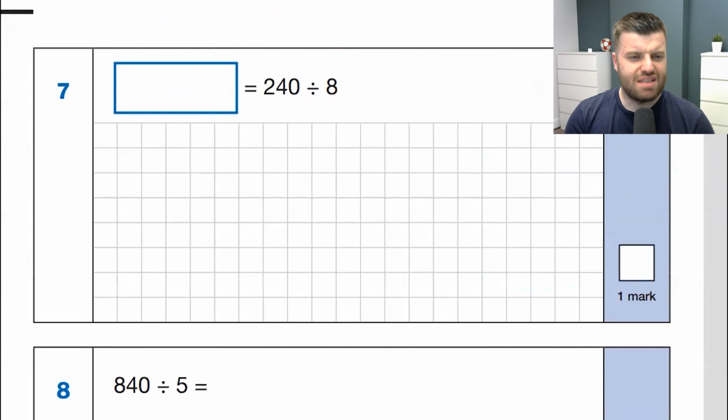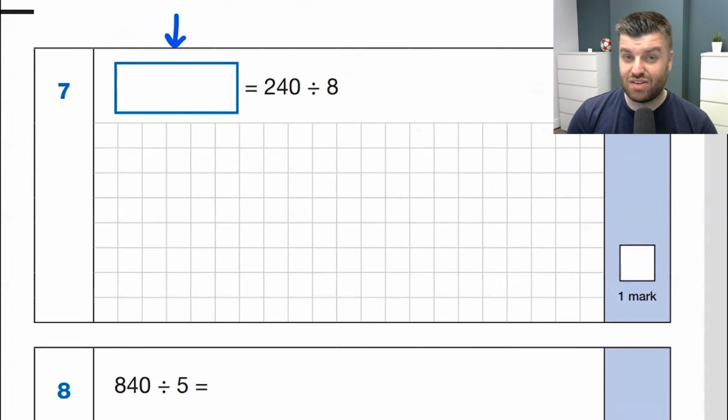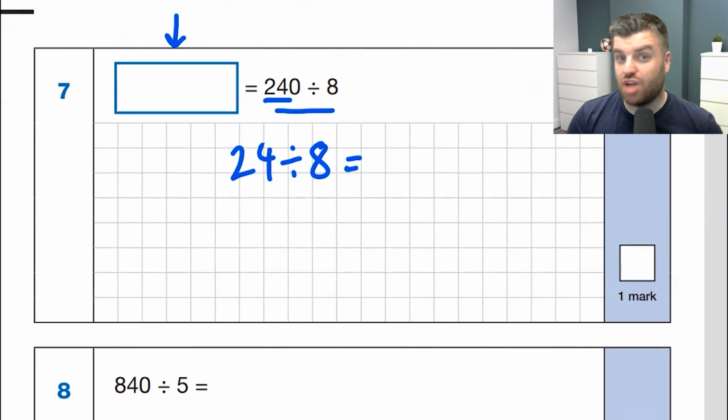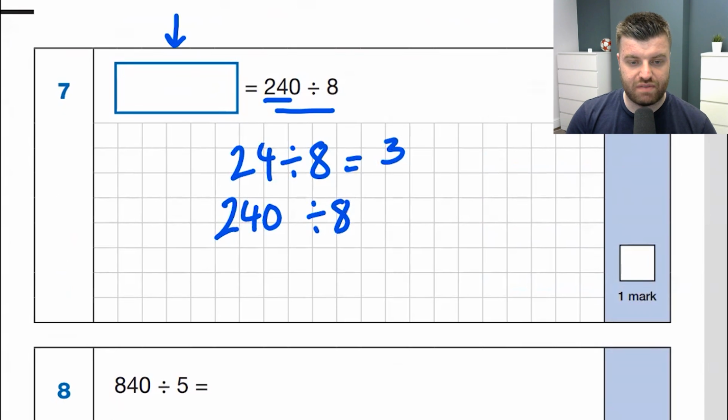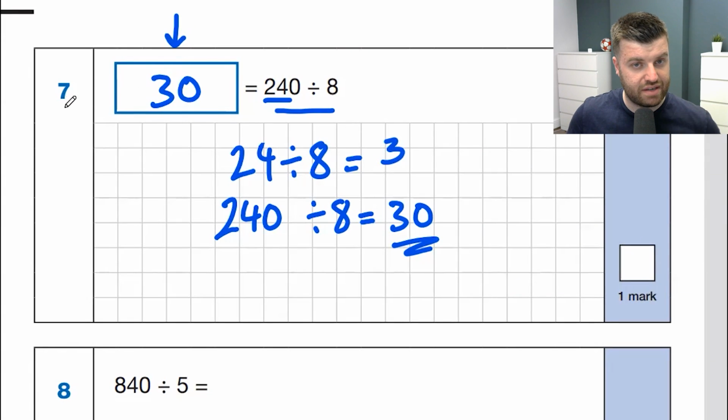Question 7. Does it matter that the answer box is on the left-hand side? No, of course not. So let's just look at the right-hand side. 240 divided by 8. We could whack it into the bus stop, or we're going to train ourselves to be spotting those times table division facts. Let's treat this as just 24 for now. 24 divided by 8. We should, if we know our division facts, be able to answer that really quickly. And the answer is 3. So when the number is 10 times bigger and we divide by 8, the answer is going to be 10 times bigger as well. So the answer here is 30, and we just used our division facts.